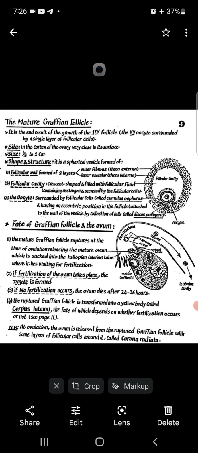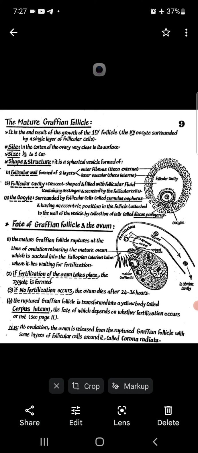Third, in structure of the mature Graafian follicle, there is an oocyte which is surrounded by follicular cell called cumulus oophorus and having eccentric position, meaning other than center, in the follicle, attached to the wall of the vesicle by collection of cell called discus proligerus. This is the structure of the Graafian follicle.